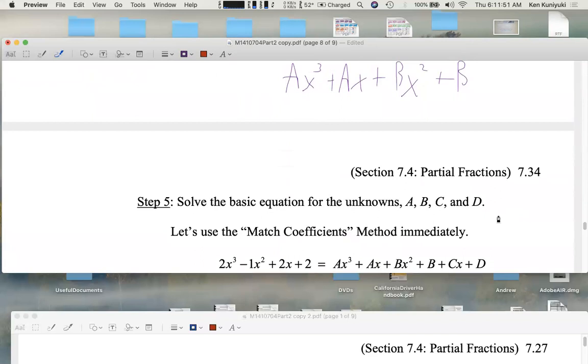All right. I'll give you 20 seconds. Combine like terms, match coefficients. I'll give you 10 more seconds to match the coefficients. Write a system of 4 linear equations in 4 unknowns. In fact, I'll give you 20 more seconds.